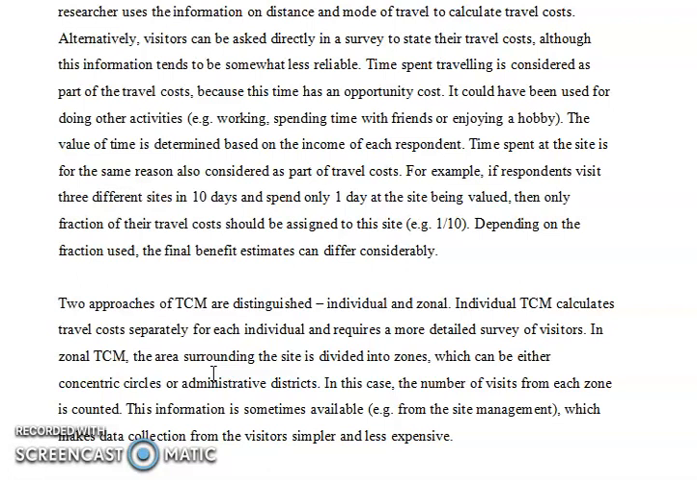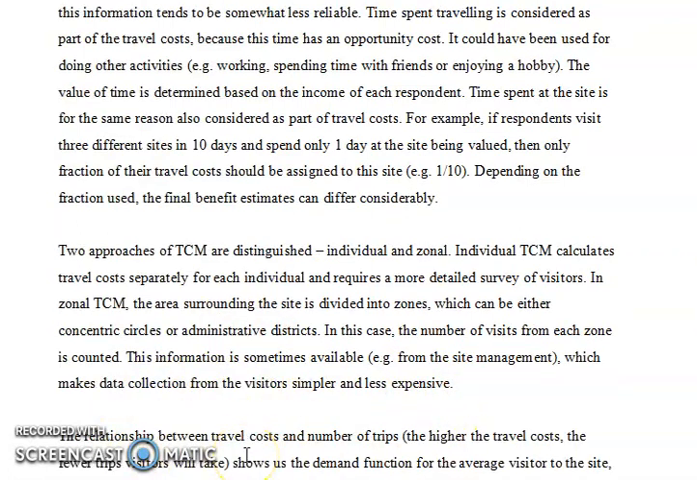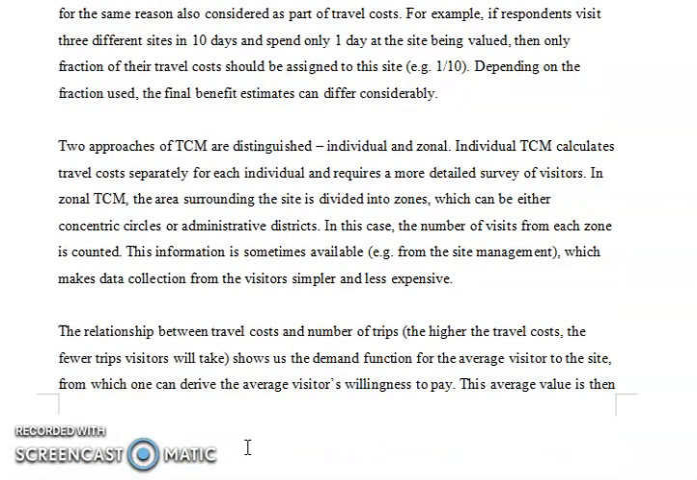In the zonal travel cost method, the area surrounding the site is divided into different zones, which can be either concentric circles or administrative districts. The number of visits from each zone is counted. This information is sometimes available from the site management, which makes data collection from the visitors simpler and less expensive. The zonal approach is very simple and less expensive compared to the individual travel cost method.